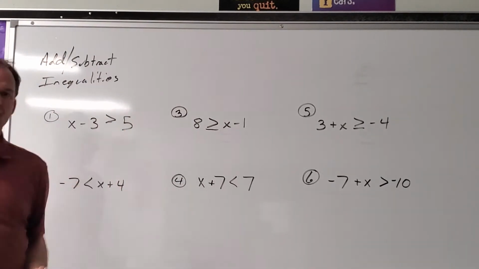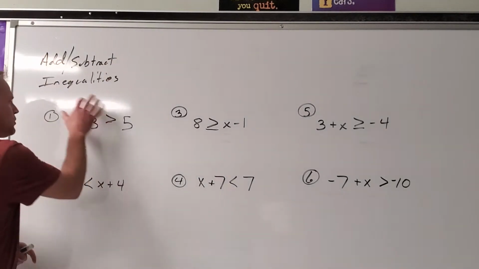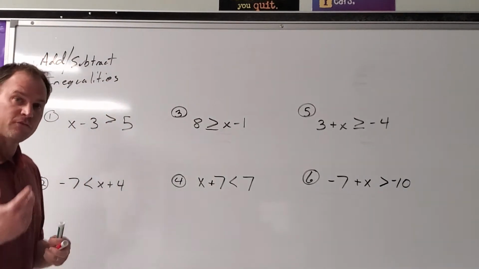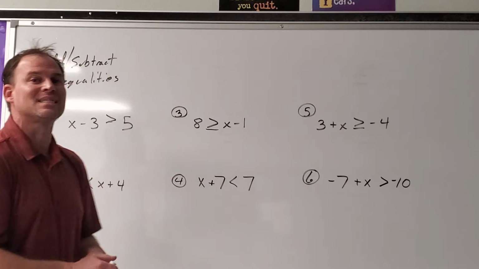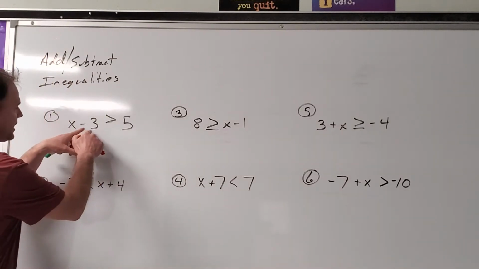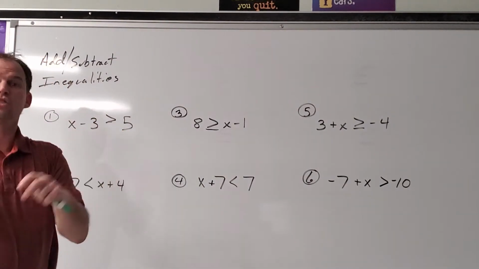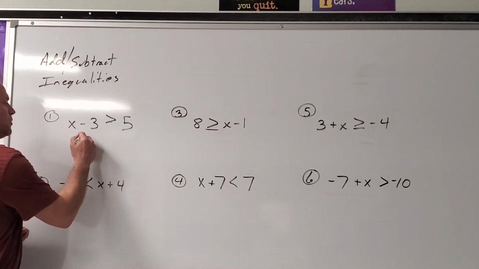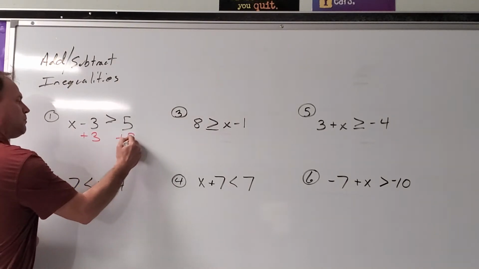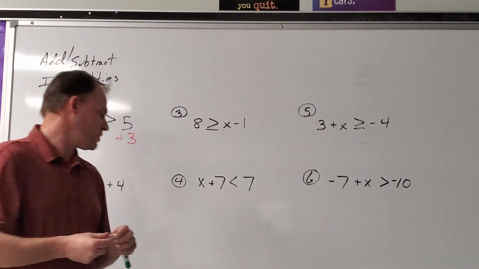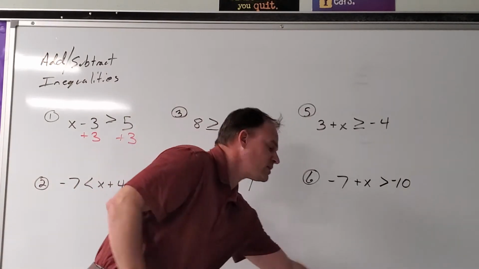Just like last semester, I'm going to solve this with the inverse operation, the opposite. So I see x minus 3 is greater than 5. Doesn't change our math at all. We are going to add 3 to both sides of the equation. Always, always, always doing both sides of the equation.